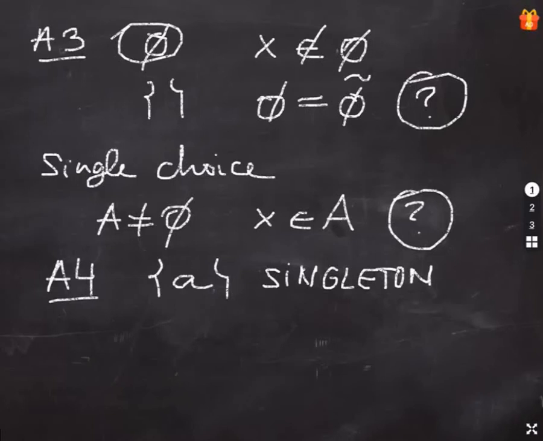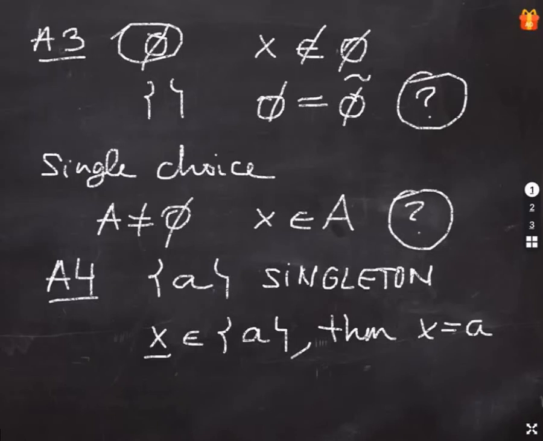Now, let me rephrase that. For any object that you can think of, if X belongs to that singleton, then by force X is A. X equals A, if and only if. So X is allowed to lie in that singleton if and only if X is exactly that element A.